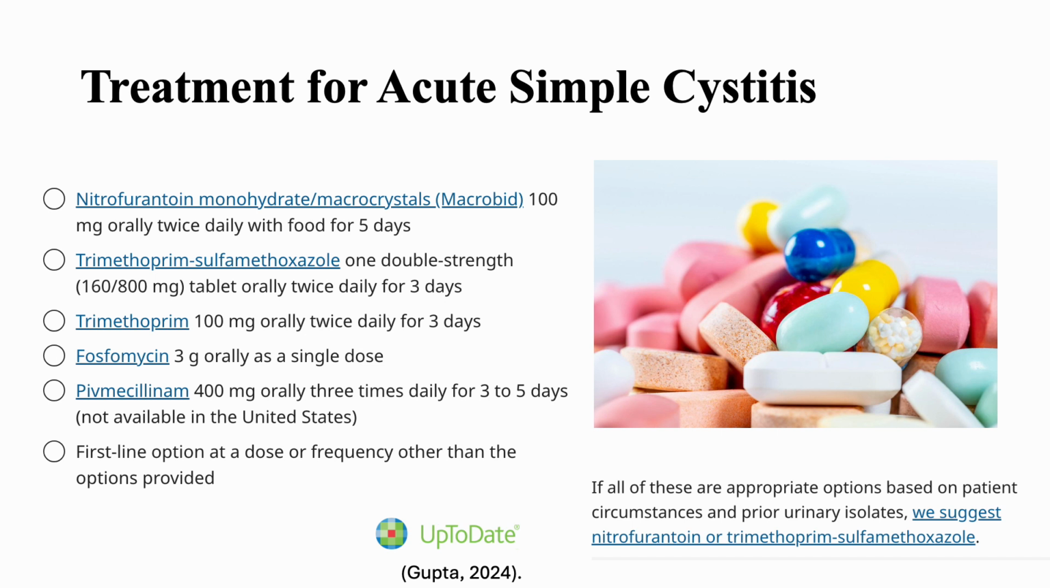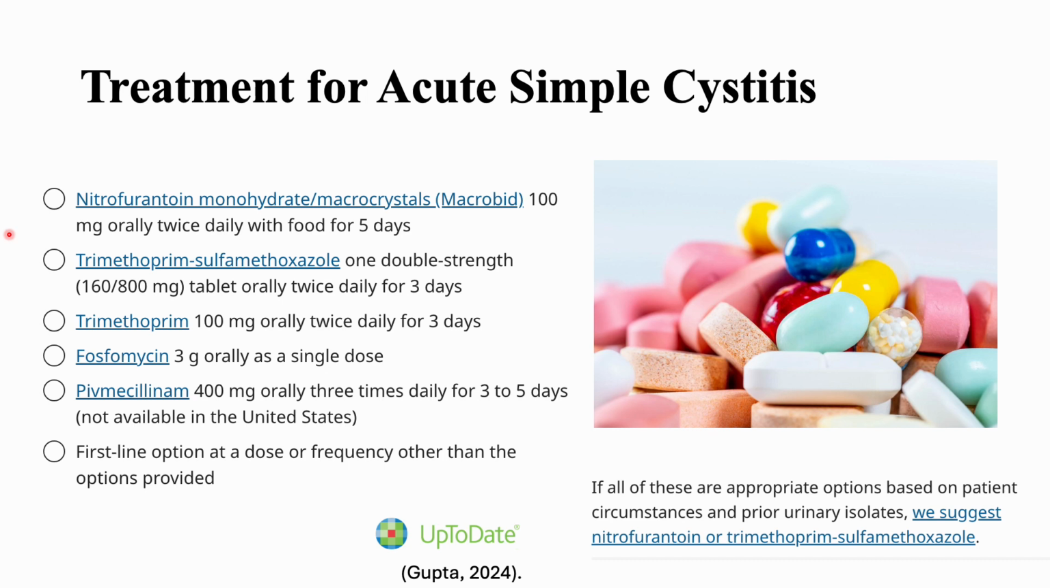So for the treatment of the uncomplicated UTI, these are the options. This is from UpToDate, and it pretty much matches up with the algorithm we just saw, except they have some additional medications that can also be used. So first line would be the Macrobid, 100 milligrams orally twice daily with food for 5 days.